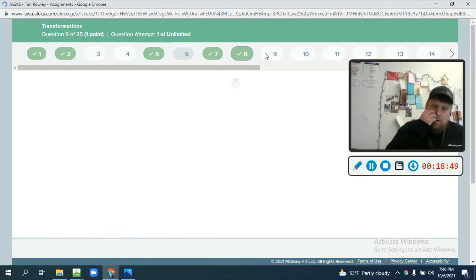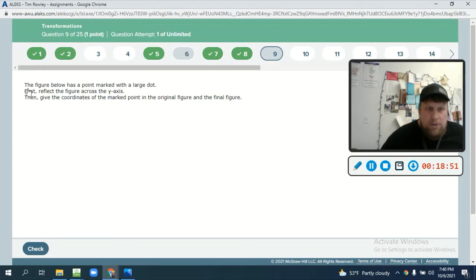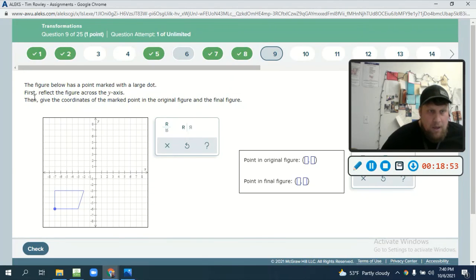All right, just 2 more problems we're going to take a look at with reflections because I want you to see what this does. So in order to do this problem, guys, it says the figure below has a point marked with a large dot. First, reflect the figure across the y-axis. Then give the coordinates of the marked point in the original figure and the final figure. So to do it across the y-axis is the up and down one, so we're going to use this one. And we're going to put it on the y-axis, so we're going to click on here and see how that auto reflects it, guys.